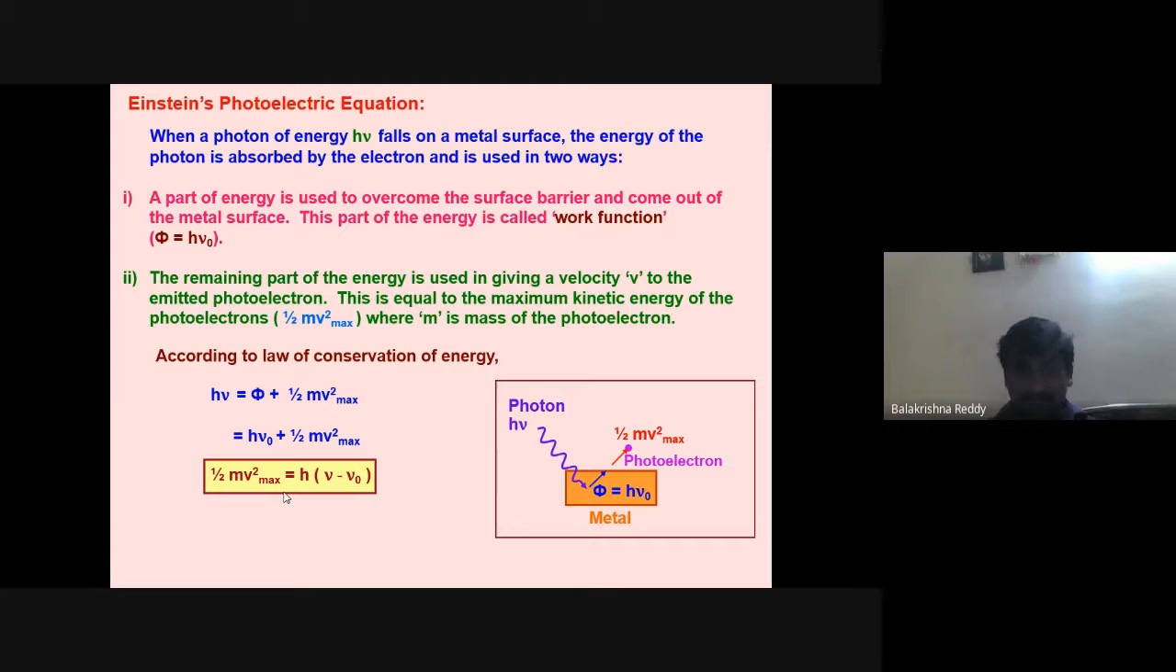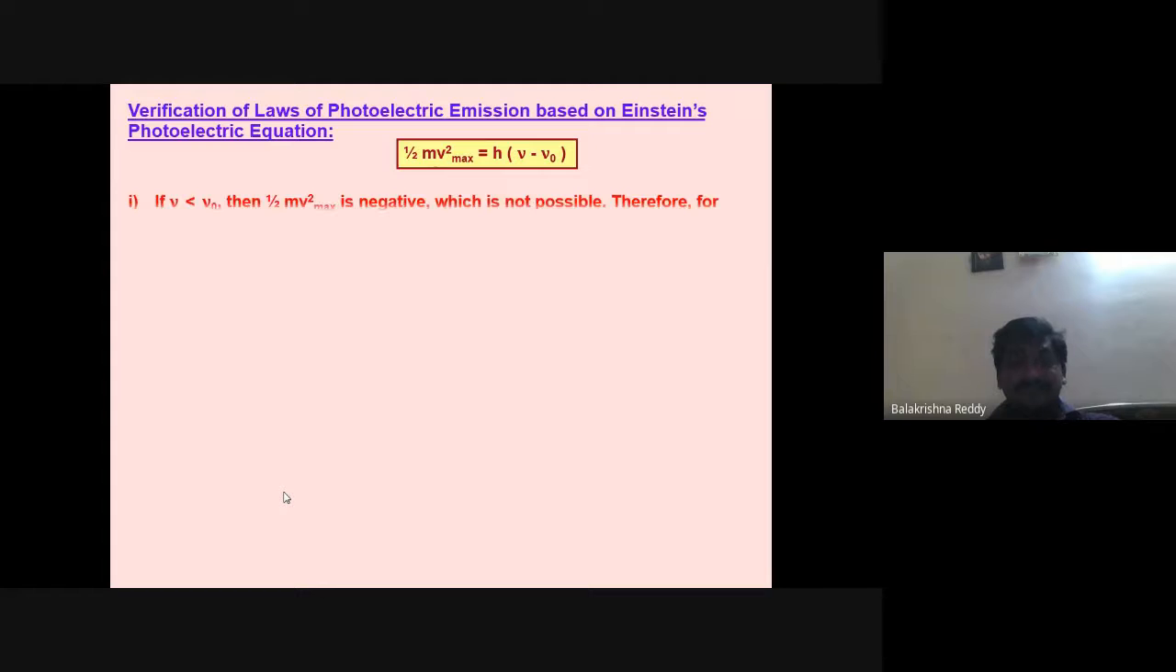The next topic is the verification of the laws of photoelectric emission based on Einstein's photoelectric equation. We studied the laws before. Now we need to discuss how those laws are verified with the Einstein photoelectric equation. We know this is the Einstein equation.